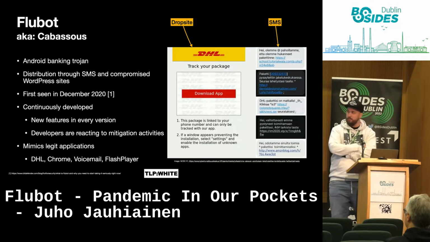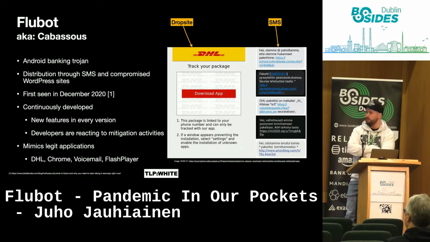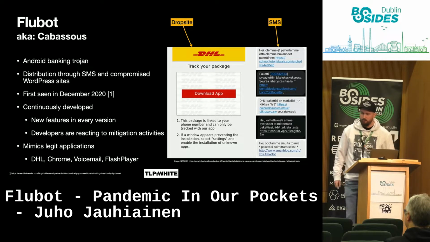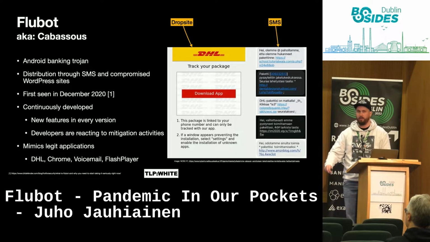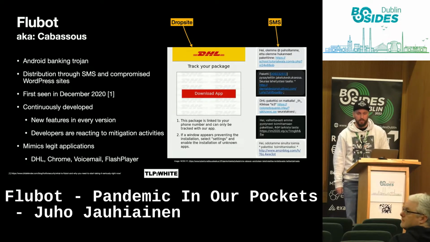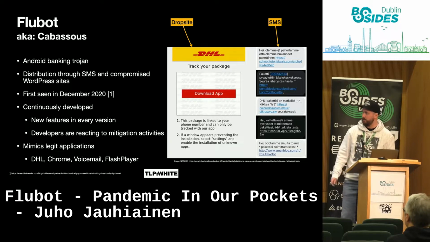It's continuously developed, so we are seeing a lot of new versions coming up, almost once a month. I will talk later on a little bit about the versions and what has changed and when. And they are also reacting to the mitigation activities that, for example, telecom operators are doing. So if they change some ways to block, for example, the SMS messages, they are going to implement a new feature which will likely bypass the mitigation the operators have done.